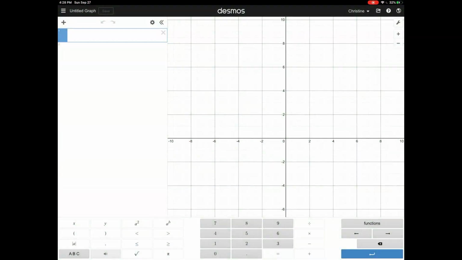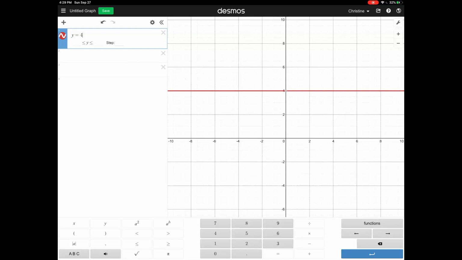Okay, so how do you type a piecewise function in Desmos? It's really simple. You just type each piece as a different equation. So I'm going to do the first one here. So y equals 4. You could also type f of x if you want, but that just complicates things. Now, did you see what happened? It graphed the whole equation, left to right.